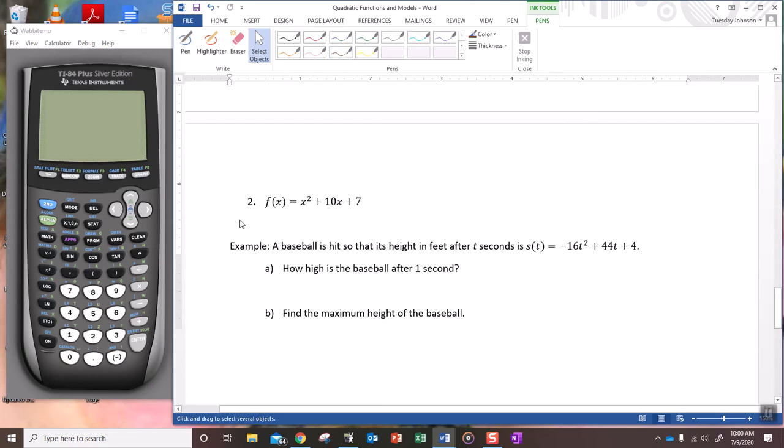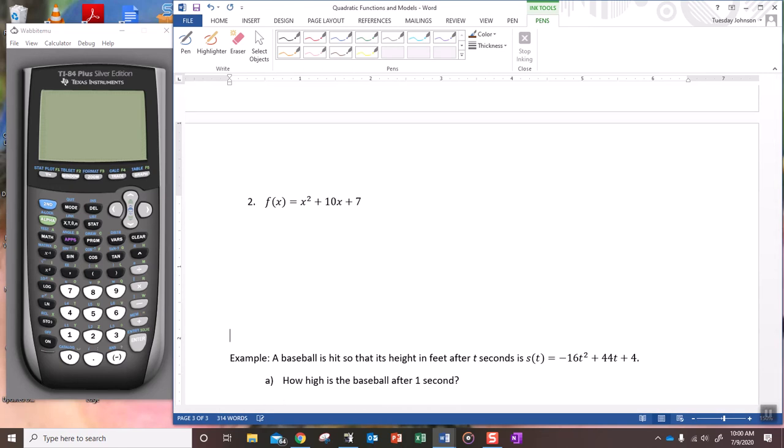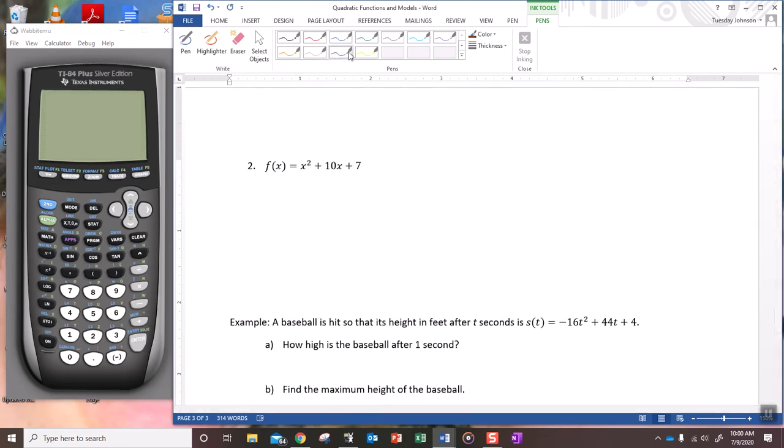Let's complete the square again. Let me see if I can get what I need here. There we go. Let's use actual purple this time. So I'm going to take the 7 to the other side. I'm going to leave some room. I'm going to take half of this 10, and then I'm going to square it. So I'm going to add 25 to both sides.